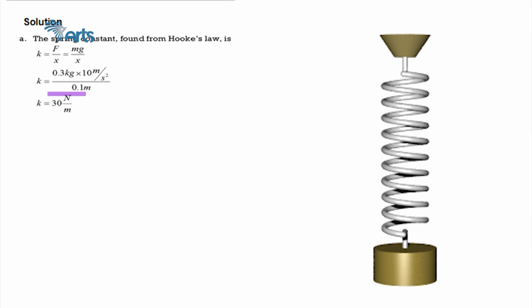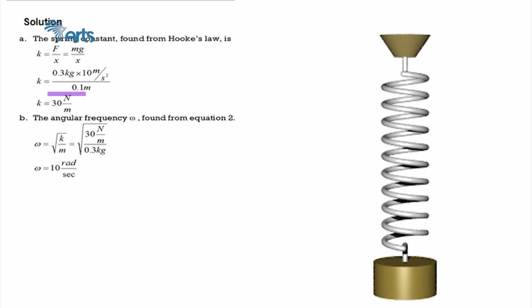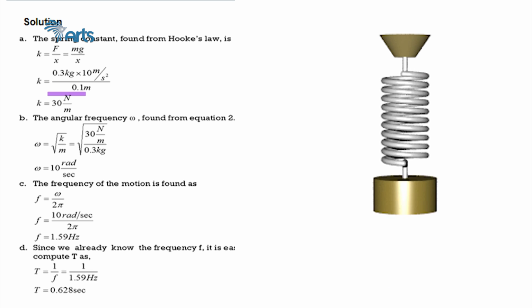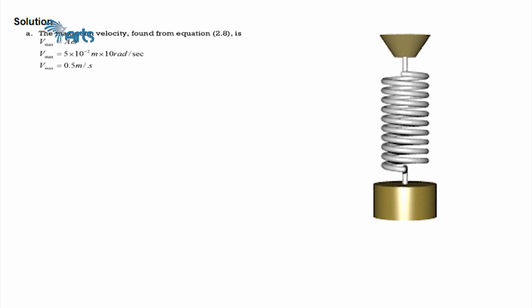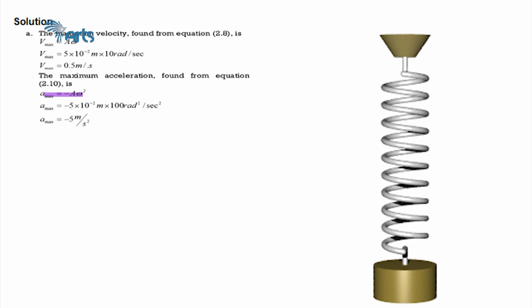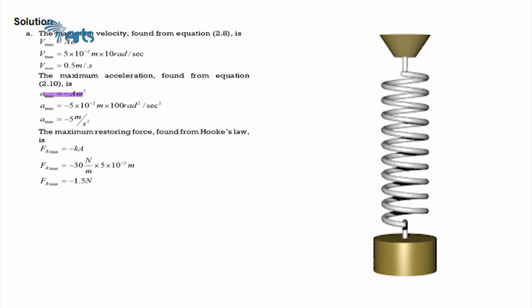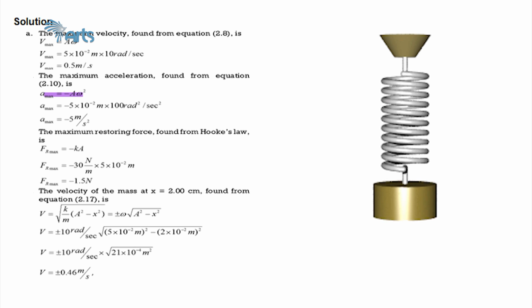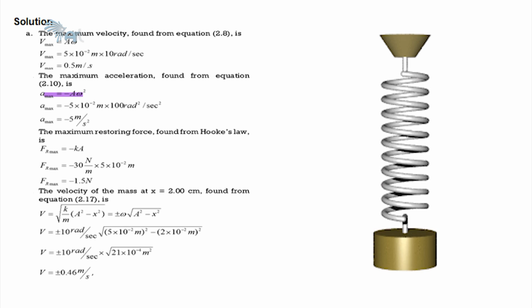A. the spring constant, B. the angular frequency, omega, C. the frequency of oscillation, D. the time period, E. the maximum velocity of the vibrating mass, F. the maximum acceleration of the mass, G. the maximum restoring force, and H. the velocity of the mass at x equal to 2 cm. Now let's try to solve these problems one by one.